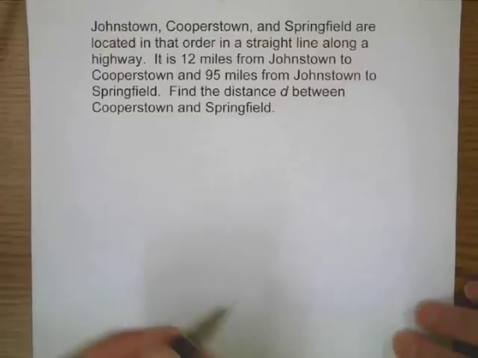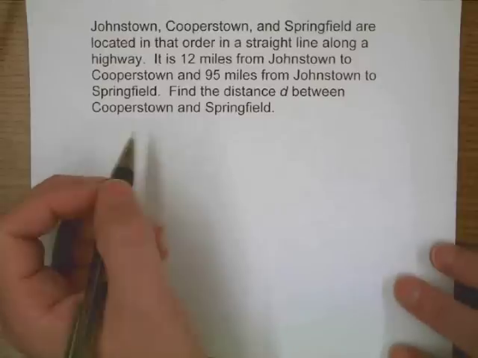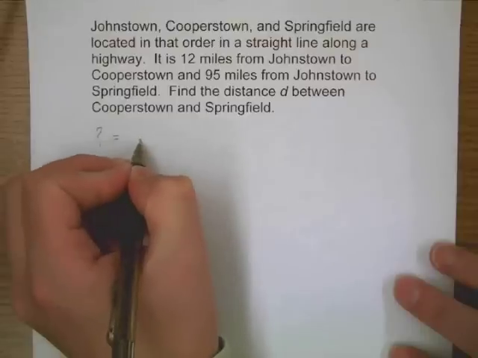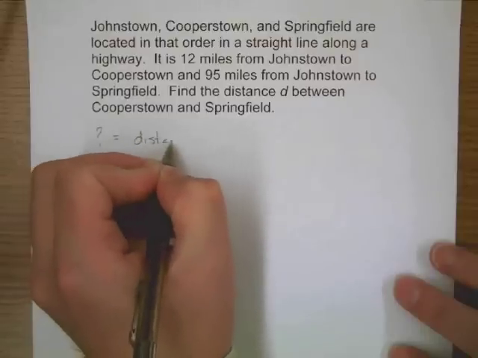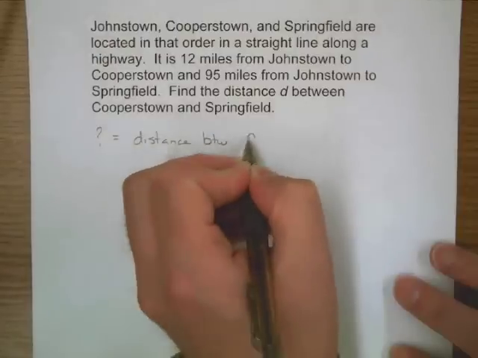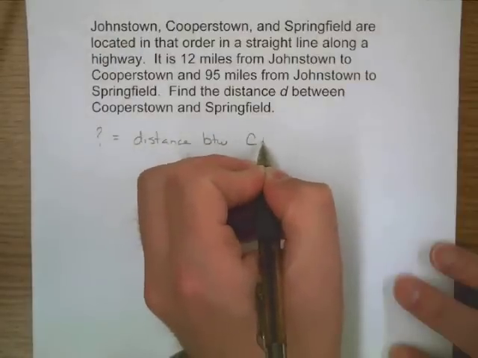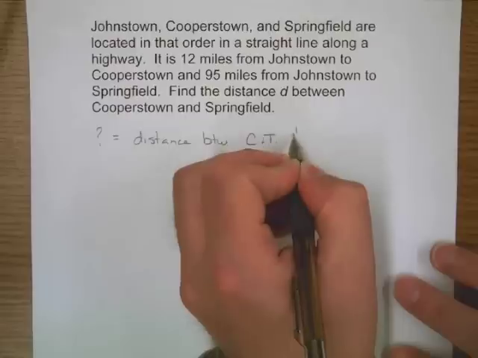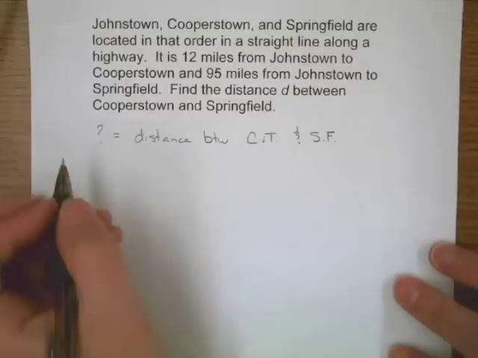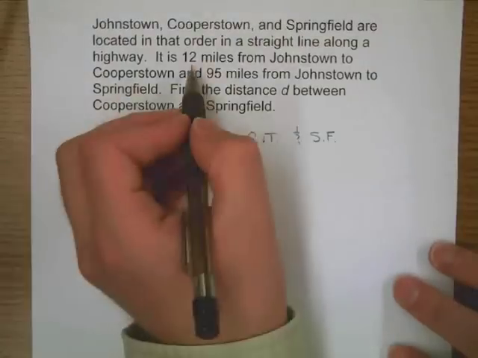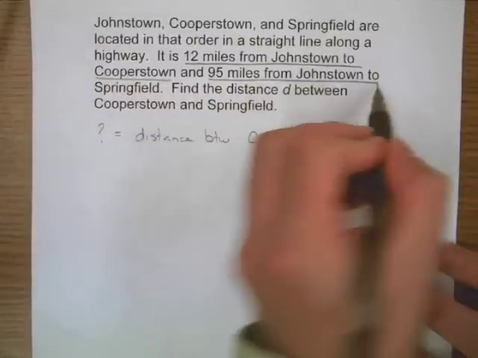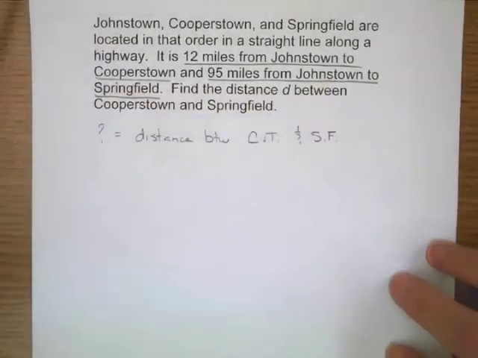So, I'm going to think some problem-solving steps here. This is my question right here. So my question is, find the distance between Cooperstown, I'm going to abbreviate that CT, and Springfield, SF. And I have some important information here. I know that it's 12 miles from Johnstown to Cooperstown, and 95 miles from Johnstown to Springfield.